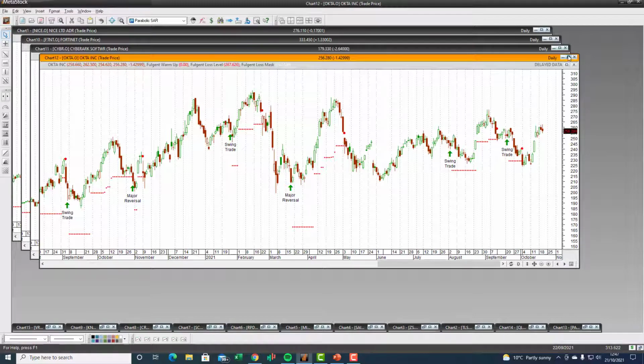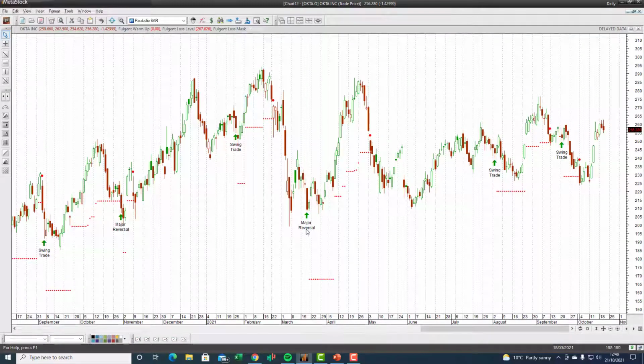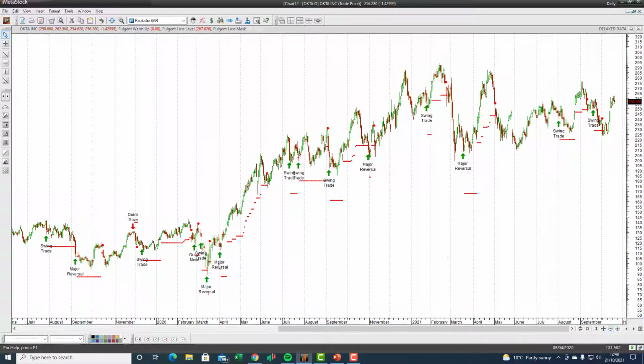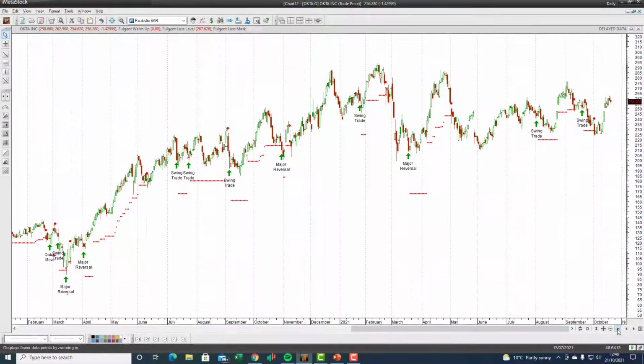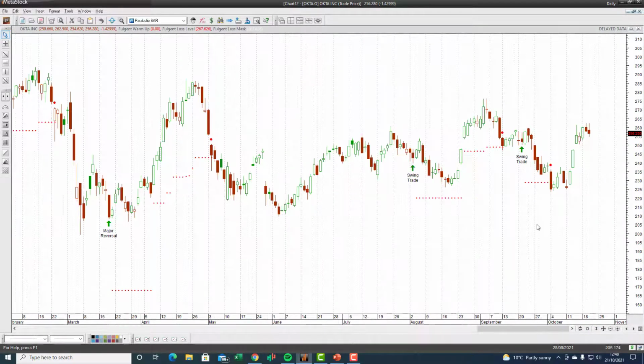OKTA, there we go, sideways moving, very choppy within a base. If we zoom out, we can see how we captured a nice move here in March and April. A couple of swing trades, major reversals, very choppy swing trades. Quite a volatile one to trade. Will be interesting to see if we're going to get to these old highs at the top end here.